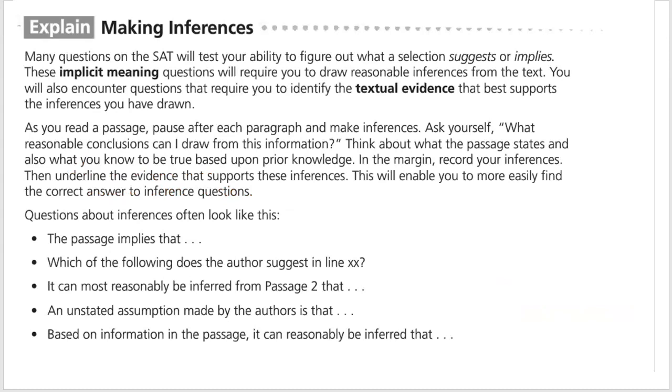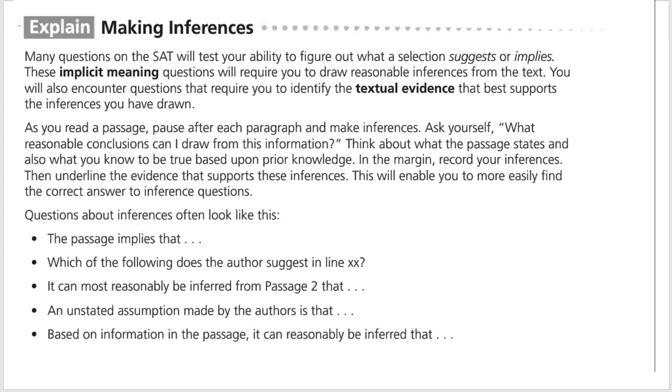So let's get started. As we discussed in Module 3, making inferences on the SAT is important in order for us to not only understand the explicit details in the passage, but to understand the deeper ideas presented in the passage. So many questions on the SAT will test your ability to figure out what a selection suggests or implies. These implicit meaning questions will require you to draw reasonable inferences from the text. You will also encounter questions that require you to identify the textual evidence that best supports the inferences you've drawn.